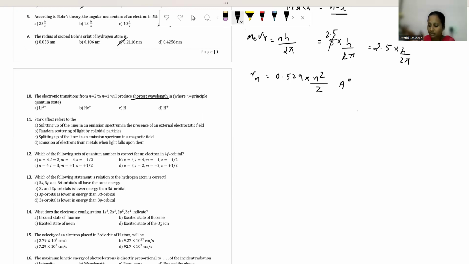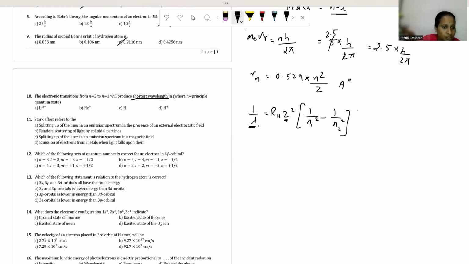So this is once again based on the same concept. What is the same concept? That is line spectra in terms of 1 by lambda, which is equal to Rydberg constant and Z square, then 1 by n1 square minus 1 by n2 square. Now to get the shortest wavelength, basically the atomic number should be high, because atomic number is inversely proportional to lambda.